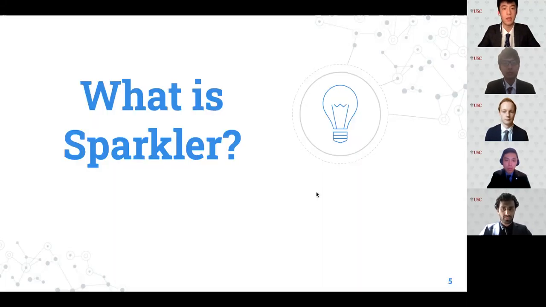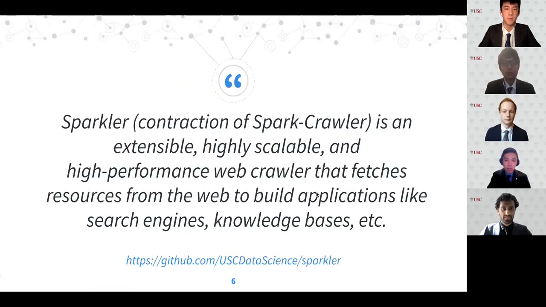So first off, what is Sparkler? Sparkler is a web crawler built off of the Apache Spark framework. At a high level, the crawler visits an initial website, scrapes text, information, and links off of the page, and stores this information into a database. It then repeats this process on the found links. The current storage engine for Sparkler is Apache Solr.